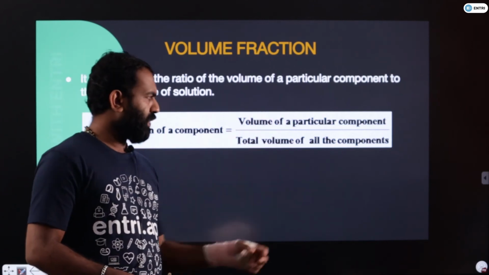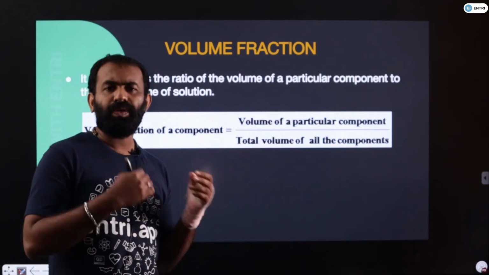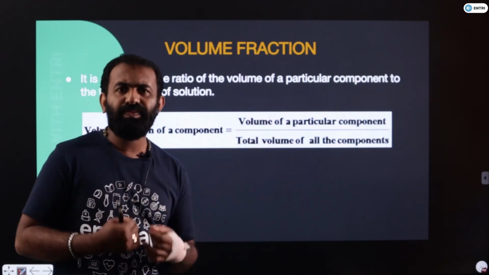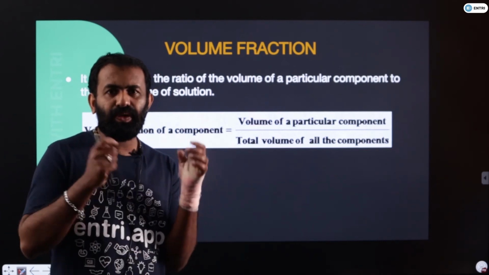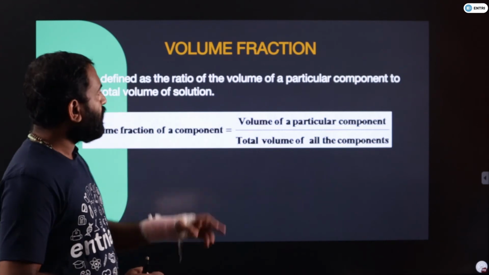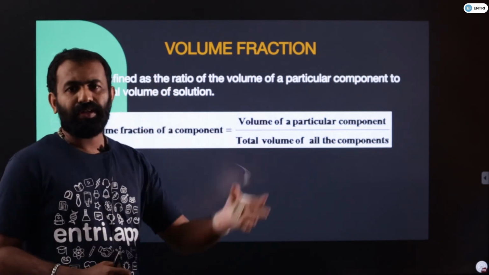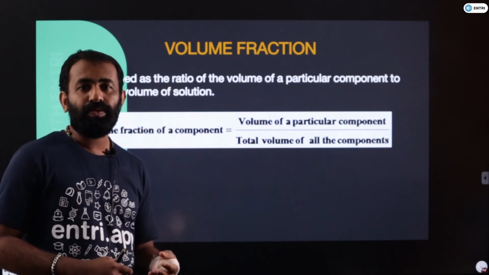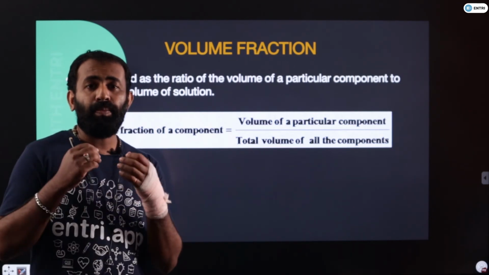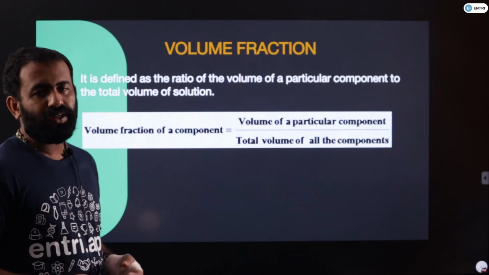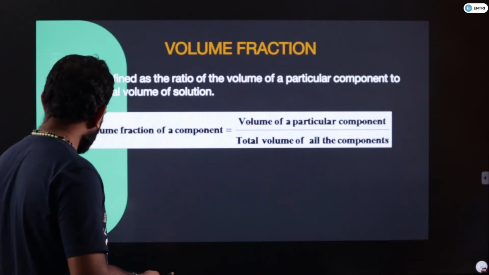Similarly, volume of a particular component divided by total volume of all the components, Va divided by Va plus Vb, or Va divided by Va plus Vb plus Vc. So individual volume divided by total volume. Then when we multiply this fraction with 100, it will be converted into volume percentage. So mole fraction into 100, that is mole percentage. Weight fraction into 100, that is weight percentage.